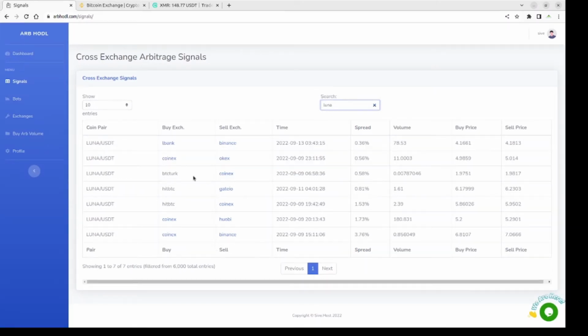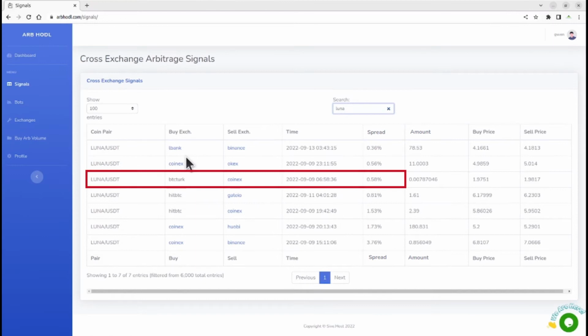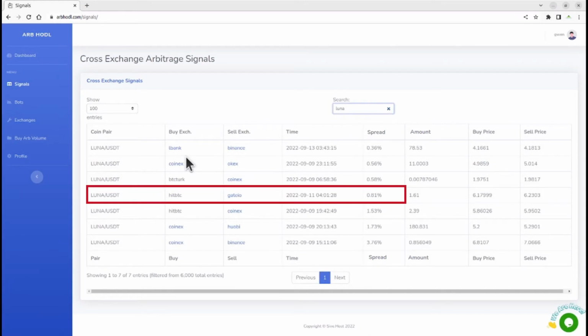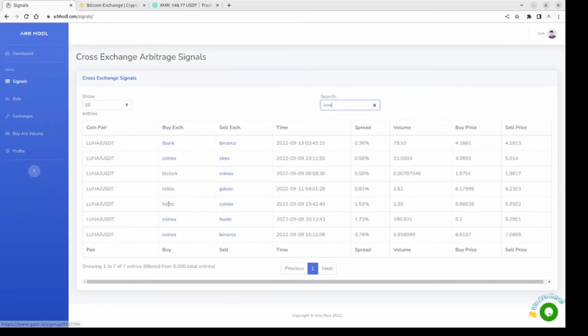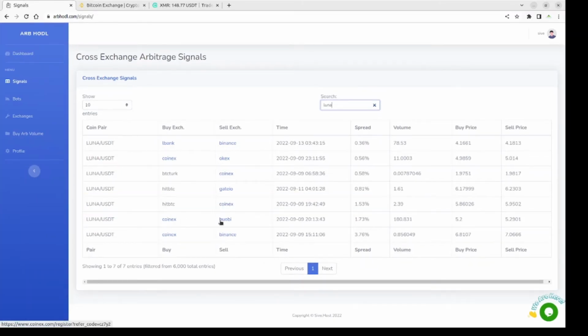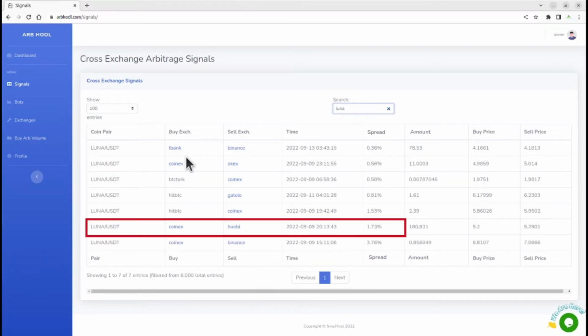BTC Turk and Coinex. BTC Turk is actually the very first time I see it and hear of it in my life. I will definitely not use this pair of exchanges. Next row shows HIT BTC matched with Gate.io. I do not trust HIT BTC and Gate.io, so I would not consider a bot between those right now. HIT BTC and Coinex. Because I am not familiar with HIT BTC, I am skipping this one. Coinex and Huobi. I do not know Huobi, so I will skip this one too.